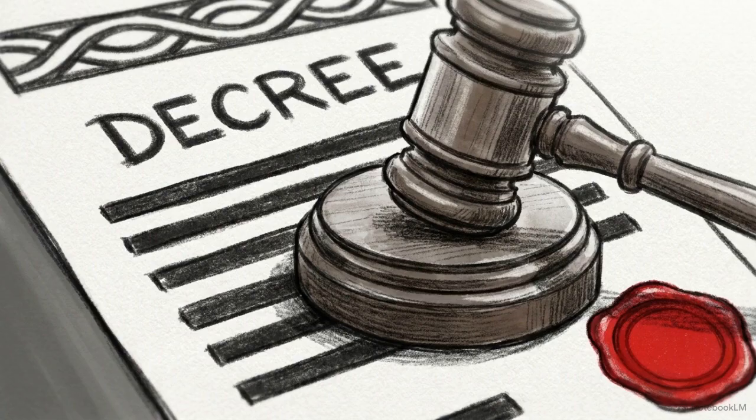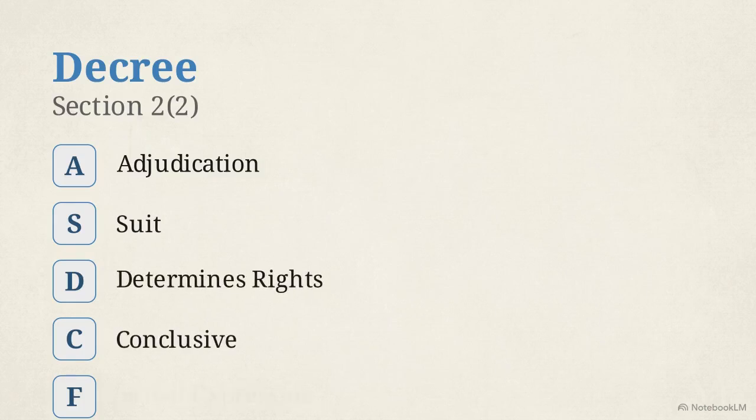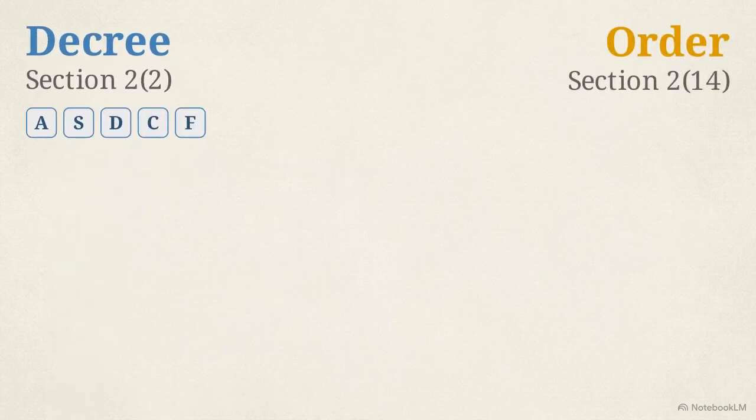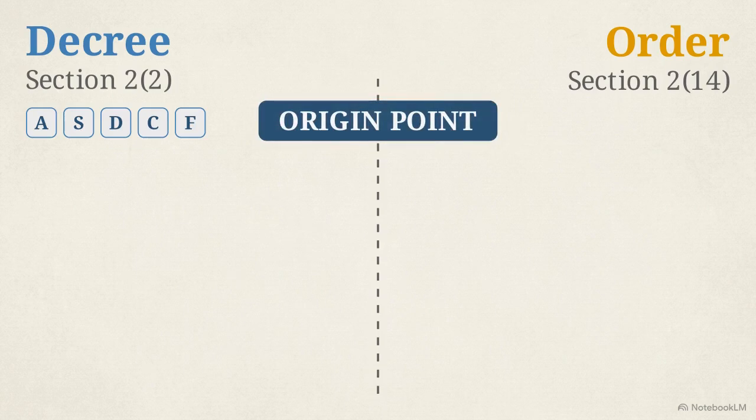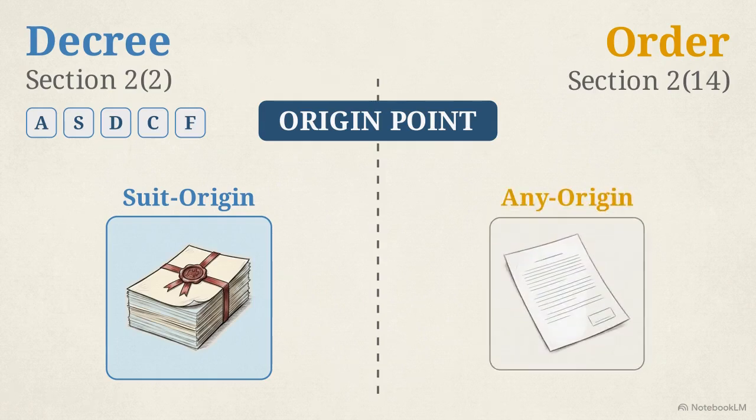Pendency ends at the culmination of the trial phase, the formal delivery of the Section 2, Subsection 2 decree. For a decision to legally qualify as a decree, it requires 5 non-negotiable components, A, S, D, C, F. It requires an adjudication, inside a suit, that determines the rights of the parties, is conclusive in nature, and utilizes a formal expression. We contrast the decree directly with the Section 2, Subsection 14 order using this binary anchor.